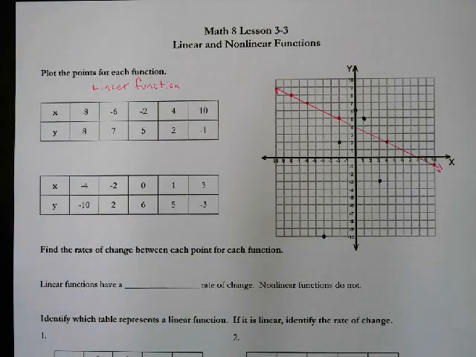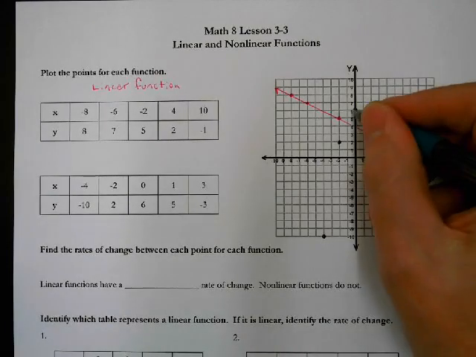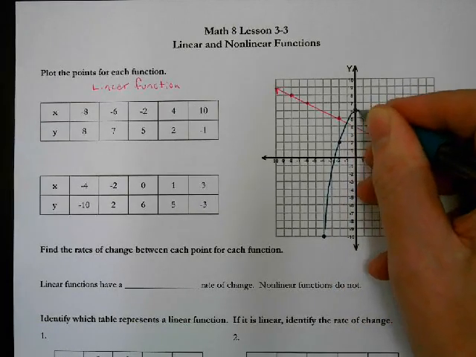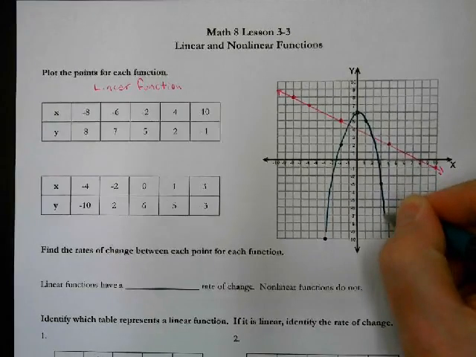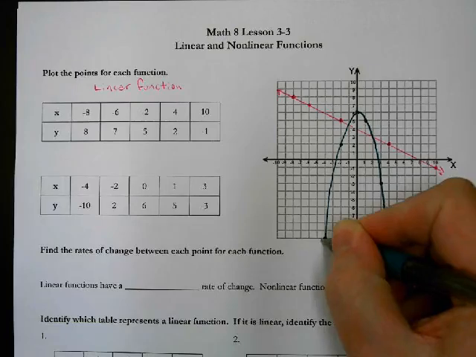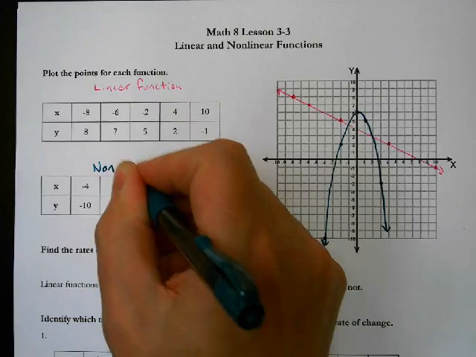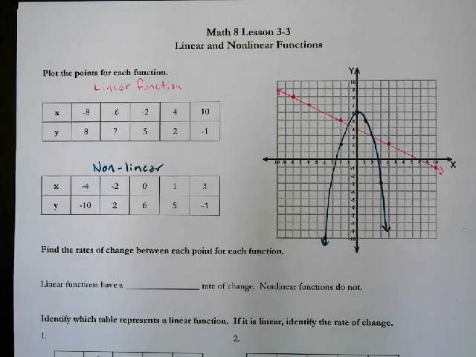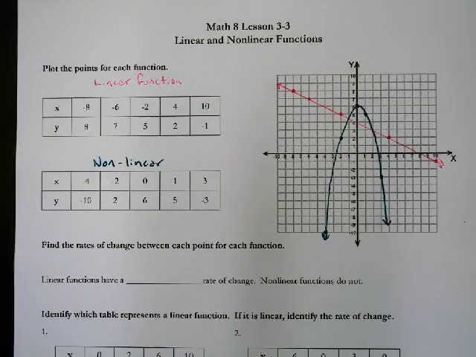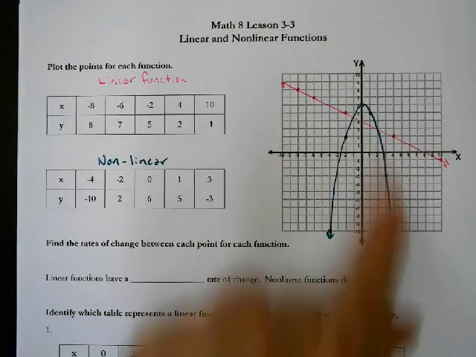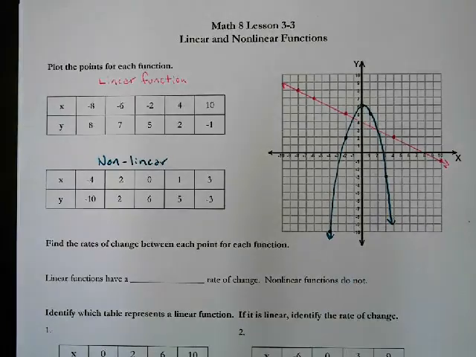Is that a linear function? No, not even close. So this one is definitely not linear because, look at that, it goes up, then it comes back down. So we have a nonlinear function. Nonlinear functions don't make lines, and that's definitely not a line. So linear functions will make lines when we graph them. Nonlinear functions will not make lines when we graph them if we connect all the points together.